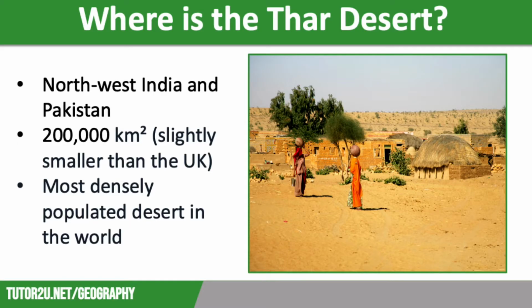Okay, let's start off by locating the Thar Desert. The Thar Desert stretches across northwest India and into Pakistan. It covers approximately 200 square kilometres, which is slightly smaller than the UK. It is mostly in the Indian state of Rajasthan and is the most densely populated desert in the world. Despite the harsh environment, the Thar Desert offers many opportunities for economic development.